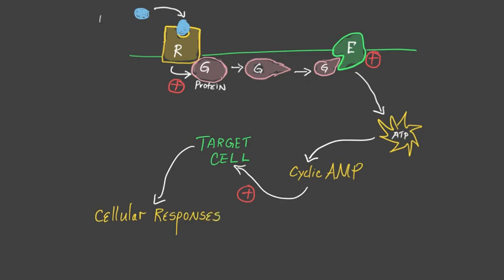So here we have it. The hormone is the primary messenger because it's carrying the message from the endocrine gland. It cannot enter the cell, so it makes use of a secondary messenger, which is cyclic AMP.